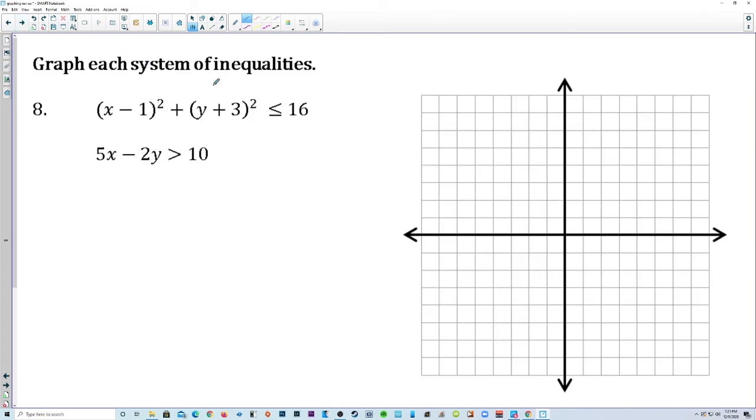Graph each system of inequalities. This is a circle, this is a line. So let's get the center of the circle, which is 1, negative 3, and a radius of 4. We're going to go right and left 1, 2, 3, 4.